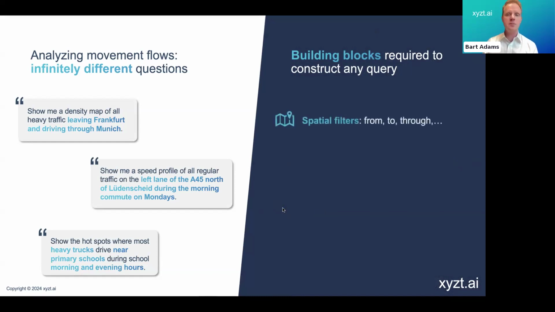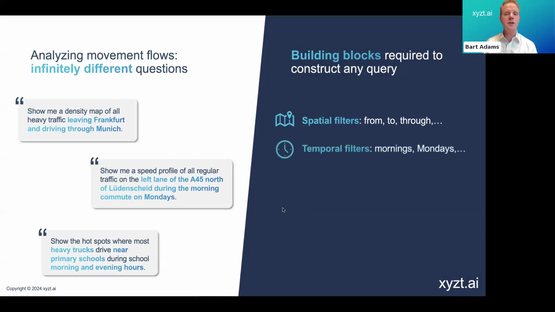The first one is, of course, spatial filters or spatial queries. People want to see where the flow of traffic comes from, where it goes to, where it doesn't go to, where it goes through. And this applies to mobility, to maritime, to people flow.